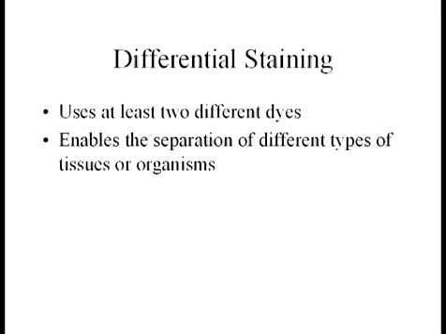The gram staining technique is a type of staining known as differential staining. Differential simply means that it uses at least two different dyes, and it enables the separation of different types of tissues or organisms. And this separation is due to these different dyes. So one type of tissue would stain one color, while the other tissue would stain another color.